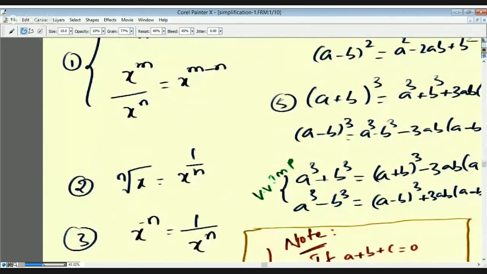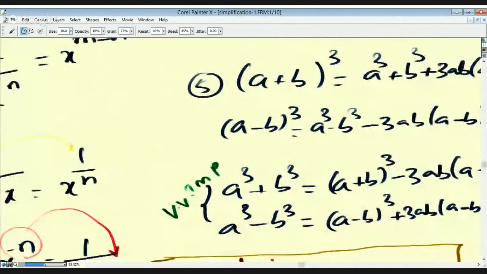When the nth root is written like this, it will become x power 1 by n. In the same way, if x power minus n is there, if this minus n goes to this side, it will go to the denominator and it will become positive, right? Then go to the next one.